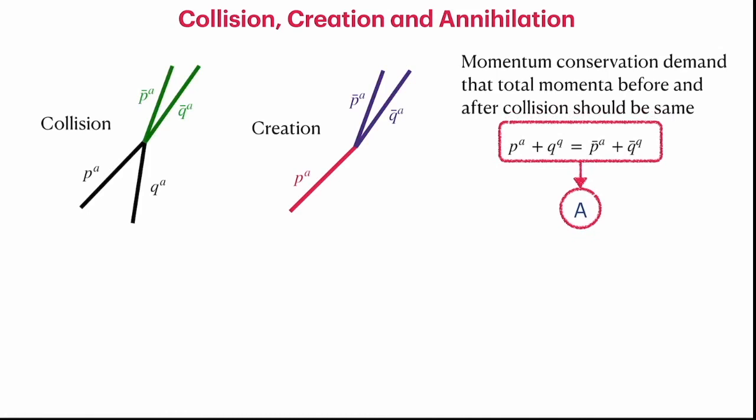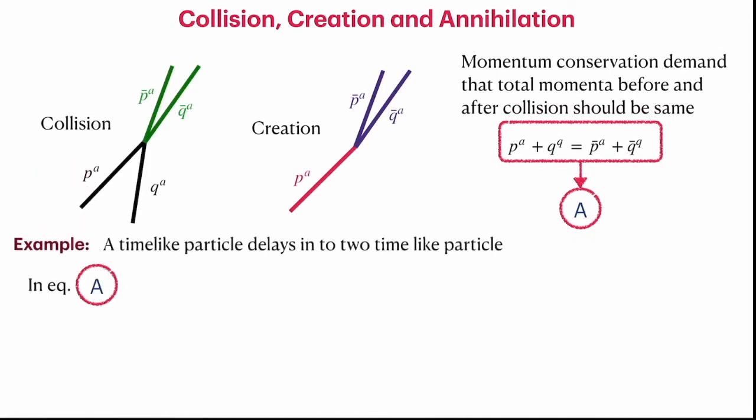Let's go ahead and do another example. In this case, we have a time-like particle that decays into two time-like particles instead of a light-like particle. So we have Q A is 0 again. From that we get a P A. The momentum balance equation reduces to P A equal to P bar A plus Q bar A, and then we have P A dot P A is equal to m square.